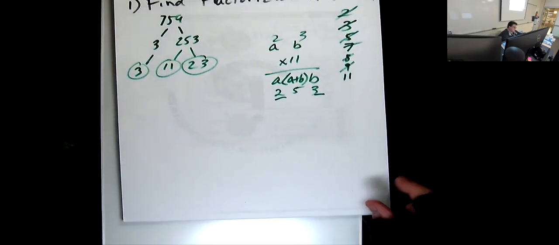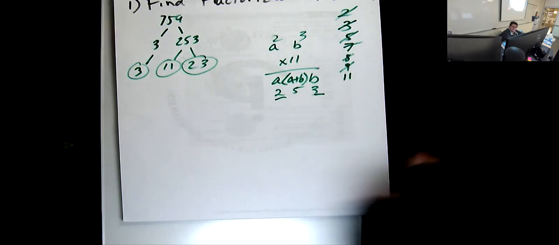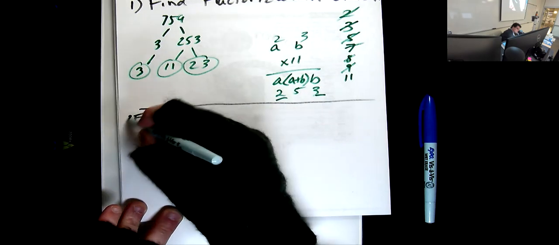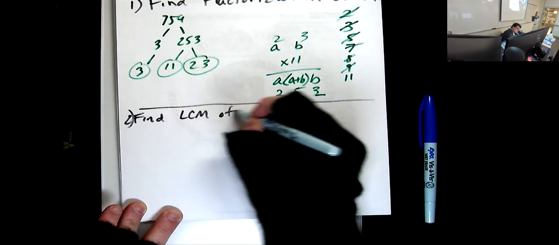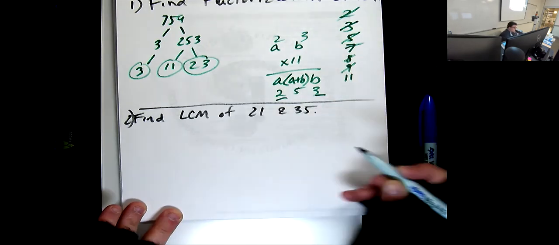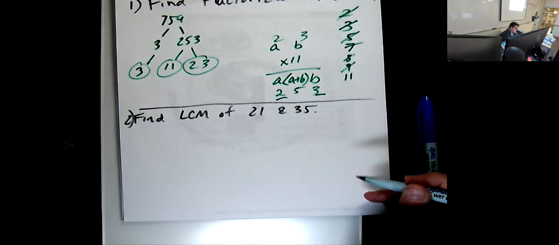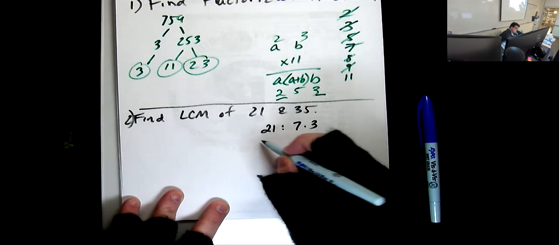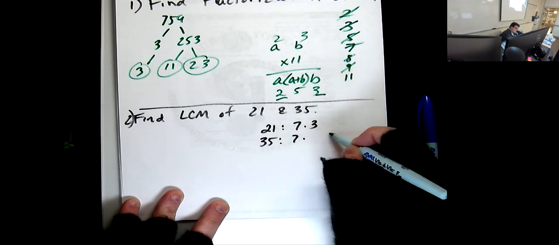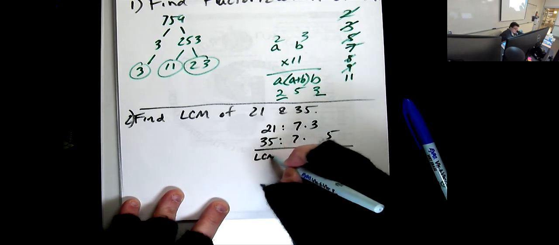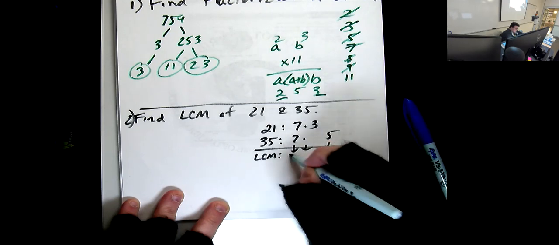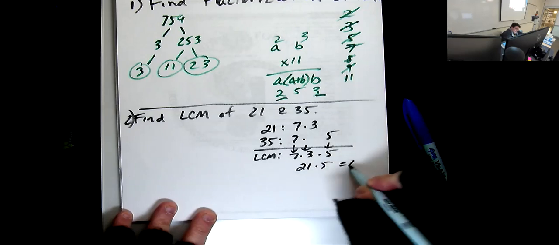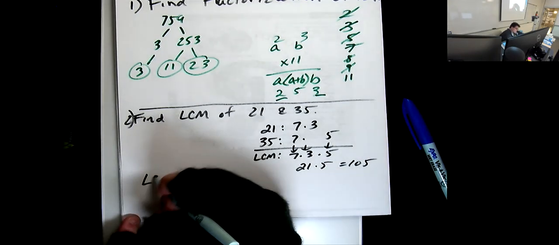The next one is find the least common multiple of 21 and 35. So let's factor them and see what we come up with. 21 is 7 times 3. 35 is 7 times 5. So our least common multiple is 1 from each column. 7 times 3 times 5 is 21 times 5 is 105. So the LCM is 105.